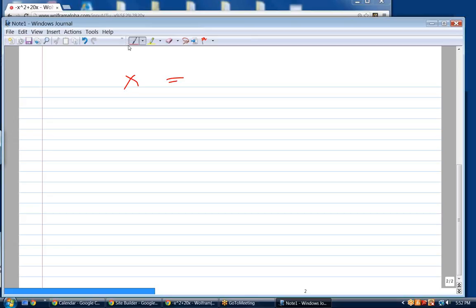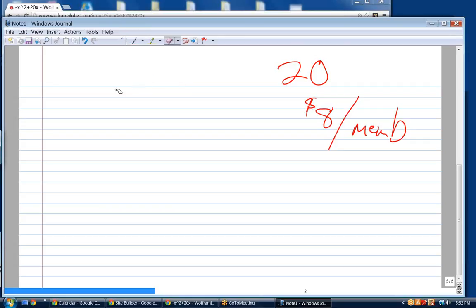Okay. There are currently 20 members in a school ski club, and the fees are $8 per member. To encourage the recruiting of new members, the club treasurer suggests that for each new member recruited, the dues for all members be reduced by 10 cents. So the first question is, how much money will the club have if it recruits 10 new members, 15 new members, and N new members?